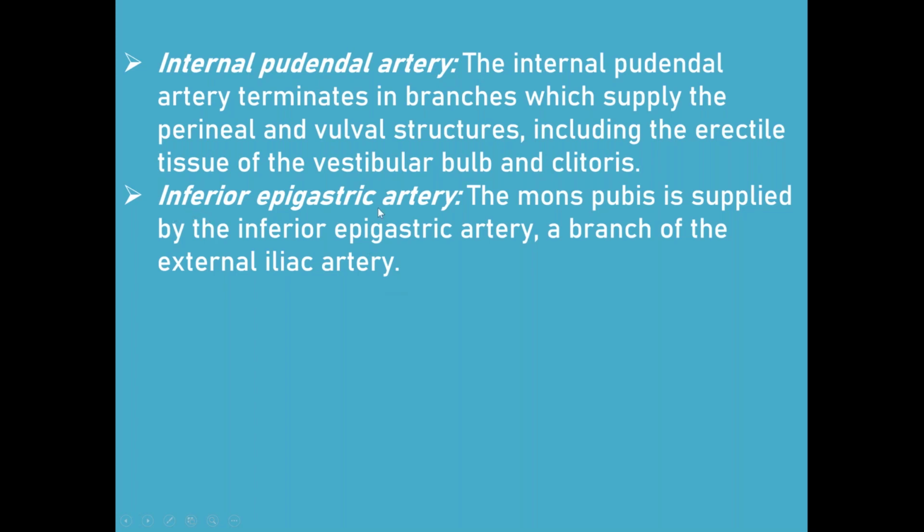The last one is the inferior epigastric artery. The mons pubis is supplied by the inferior epigastric artery, which is a branch of the external iliac artery. So this is the question asked about the blood supply of the mons pubis. The blood supply here is very important for the vulva because there are many questions asking about the blood supply of the clitoris, the blood supply of the mons pubis, and so on.